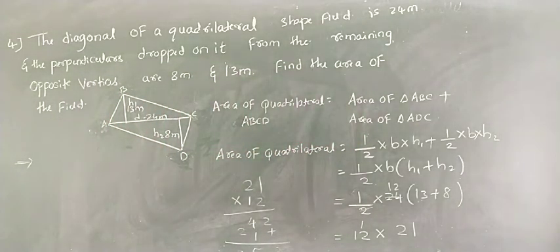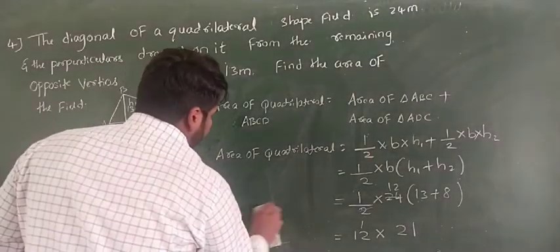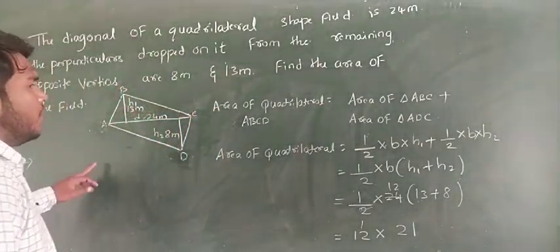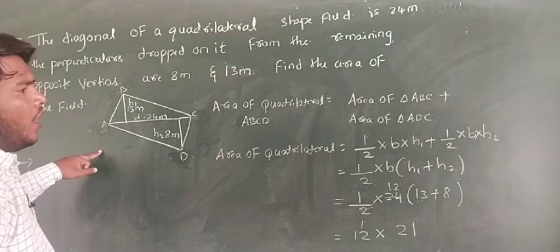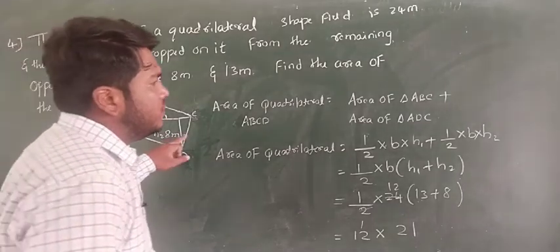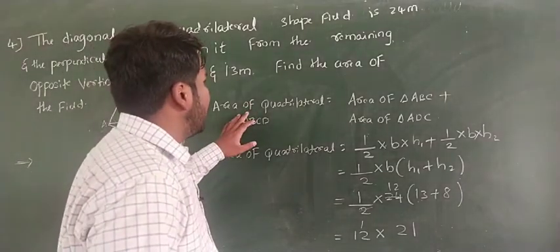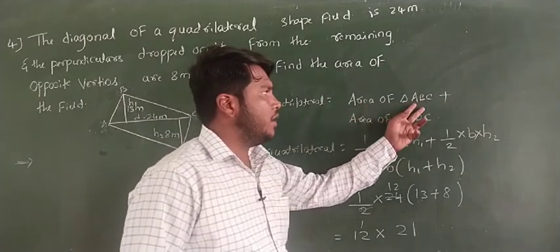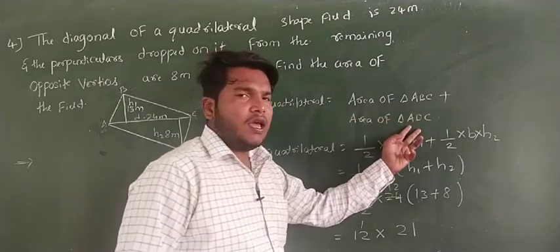Okay, so see here, once again I am explaining this. Area of quadrilateral is split into triangles. Area of parallelogram you already know, base into height, and you already know the formula of area of triangle, that is half into base into height. So for the area of quadrilateral ABCD, I have split it into two triangles, area of triangle ABC and area of triangle ADC.